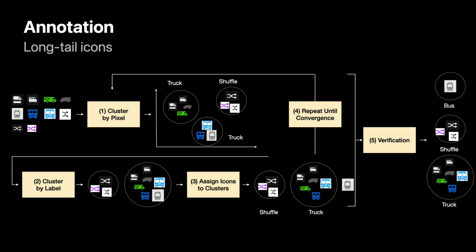We use a semi-automatic method to explore them in 5 steps. First, cluster the icons by pixels. Second, compute keywords for each potential cluster and merge clusters with the same keyword. Third, assign icons to a cluster if the distance between the icon and the corresponding cluster centroid is less than a threshold. Fourth, repeat steps 1 to 3 until convergence. And finally, let workers verify the clustering results.